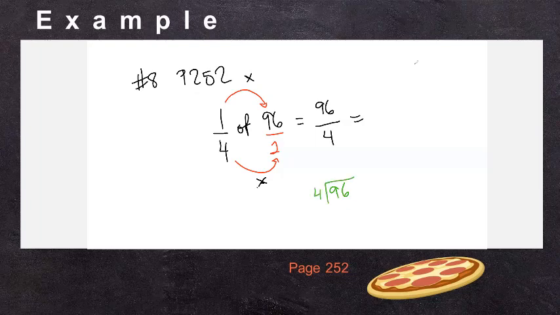4 times 2 is 8. Subtract. Now let's bring this down. 4 times 4 is 24. Your answer is 24. It's a whole number answer. Okay, and that's it. I think you understand at this moment, so keep working.